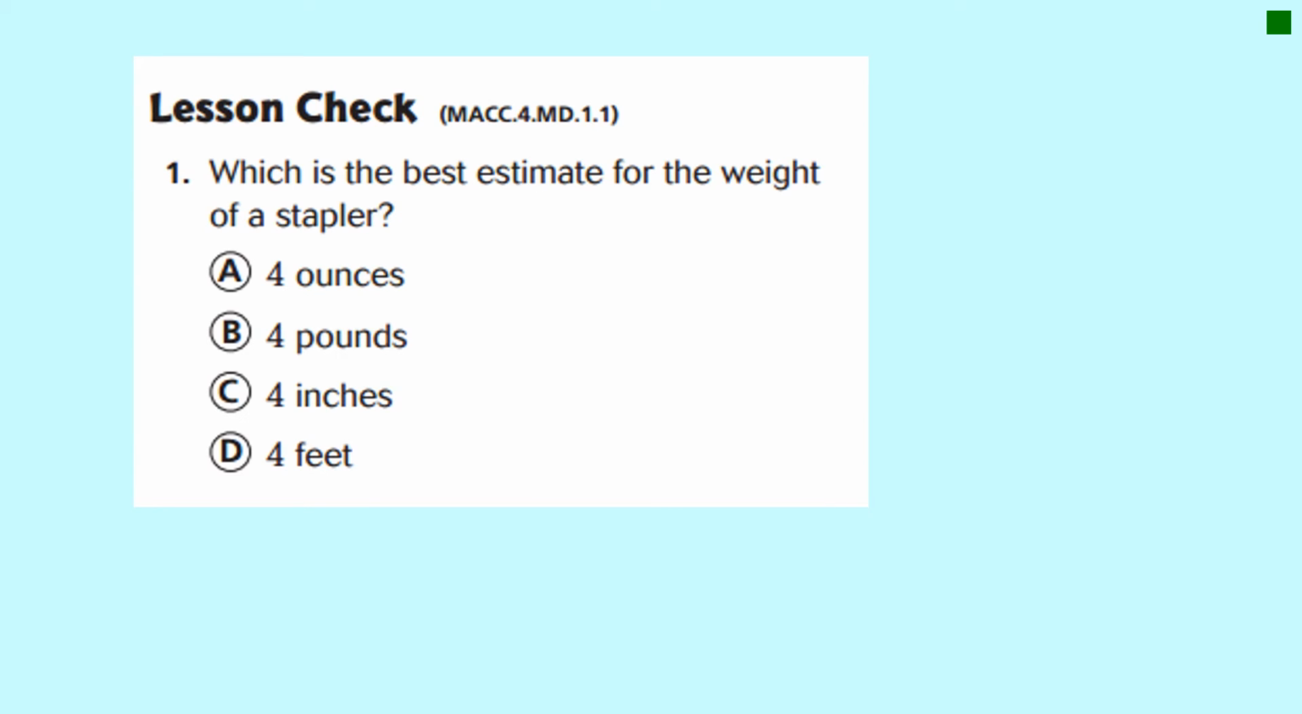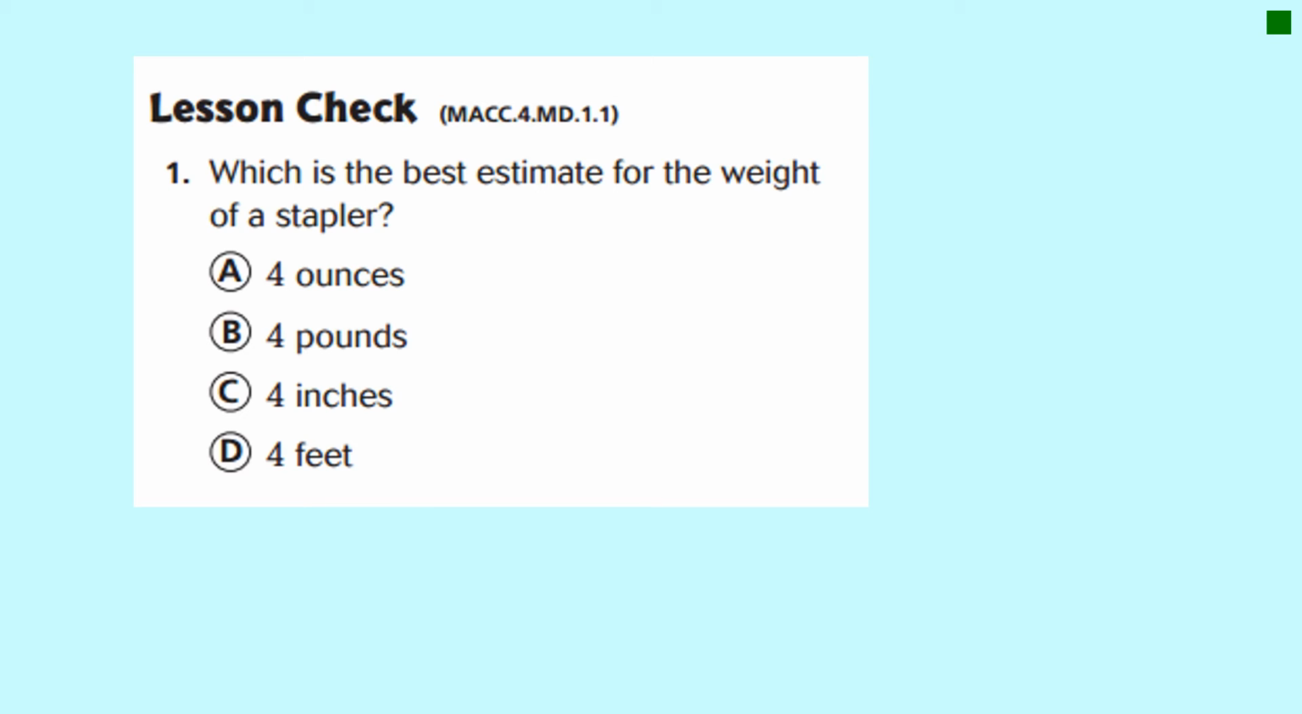So this is on the back, the lesson check. Which is the best estimate for the weight of a stapler? Okay, so again, put your hand out and put your teacher's metal stapler in your hand. Feeling that, okay? So let's look at our choices. Oh, they're all in 4. 4 ounces, 4 pounds, 4 inches, and 4 feet.